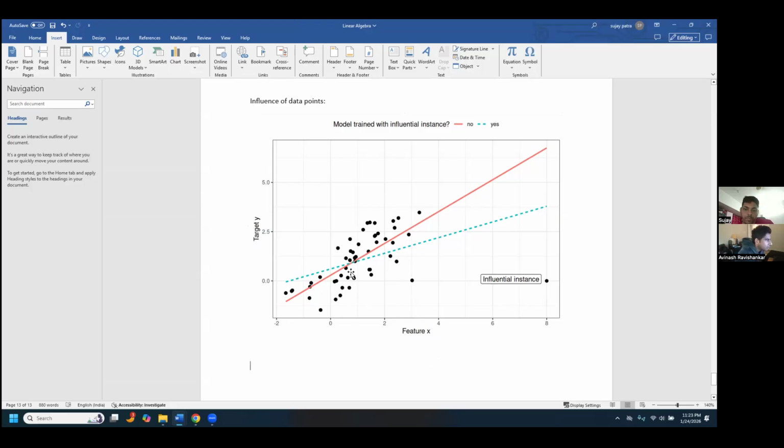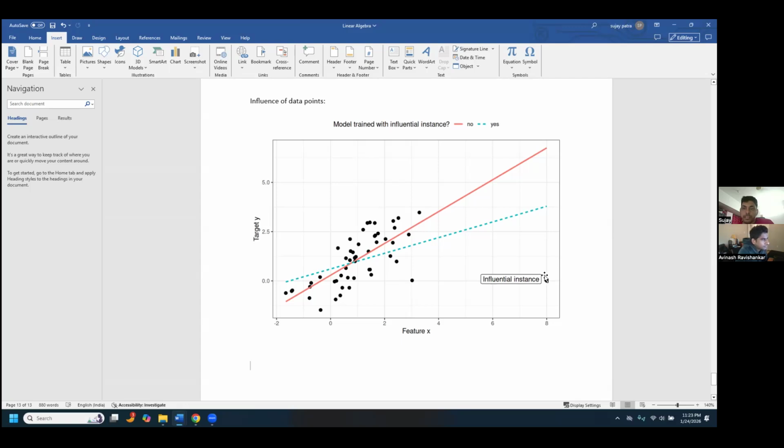Wait, what is the center? How did you define that? Whatever is the average of the other values. Okay, some kind of center. Okay. So the idea is that the influence of this point is more because it is away from the center.